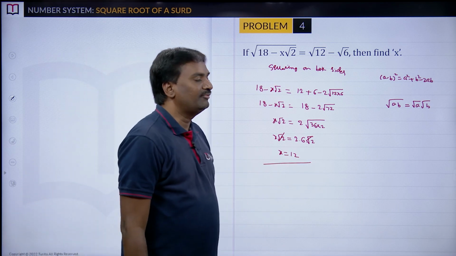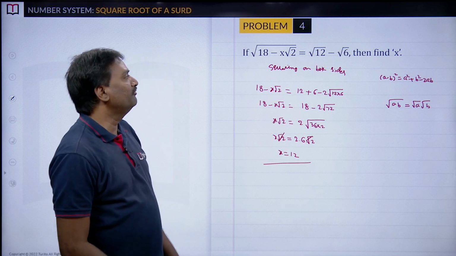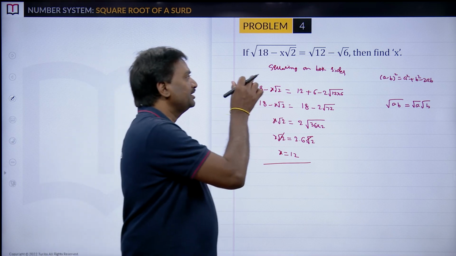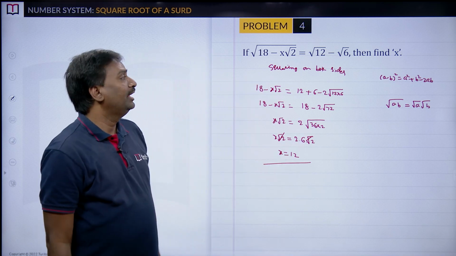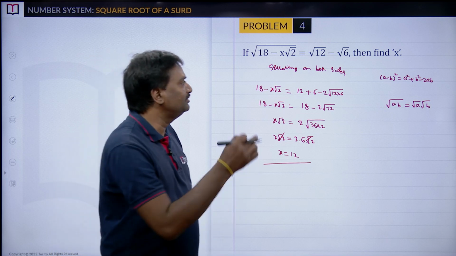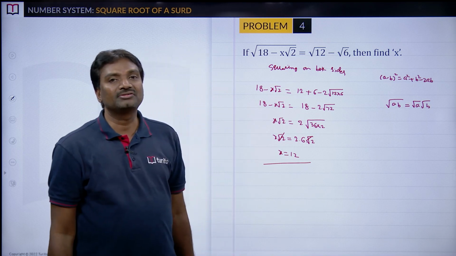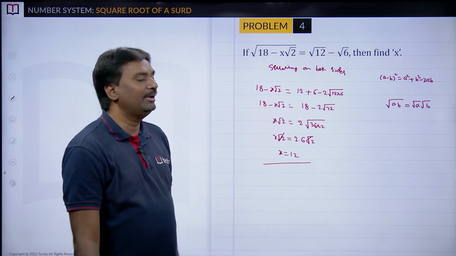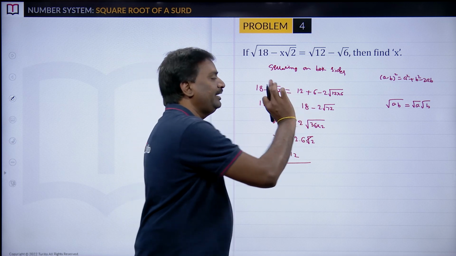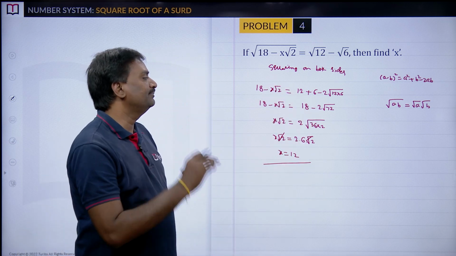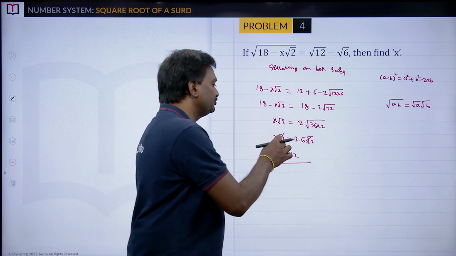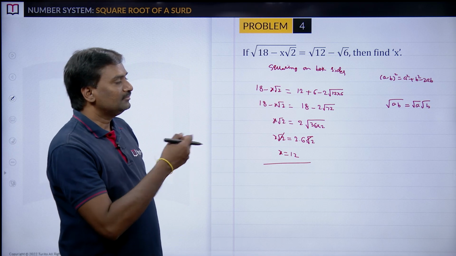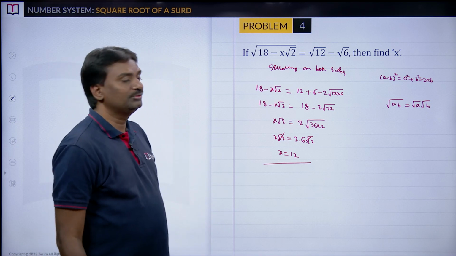So, find the value of x when square root of 18 minus x root 2 equals root 12 minus root 6. You can just square on both sides. In the LHS, square root and square should be cancelled. In the RHS, root 12 minus root 6 whole square should be in the form of a minus b whole square. Apply the formula a square plus b square minus 2ab. By comparing rational and irrational terms on both sides, we got the value of x is 12. Okay, so this problem and the previous problem both are the same.